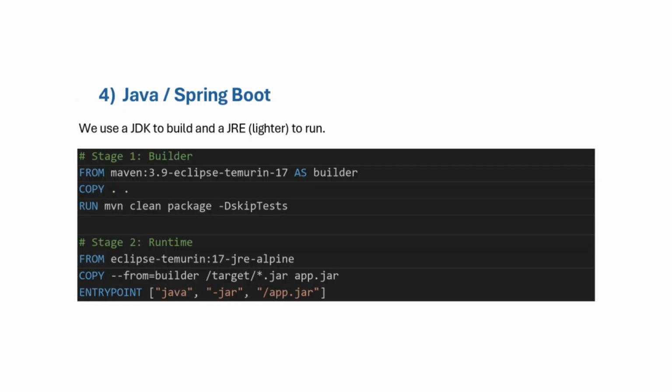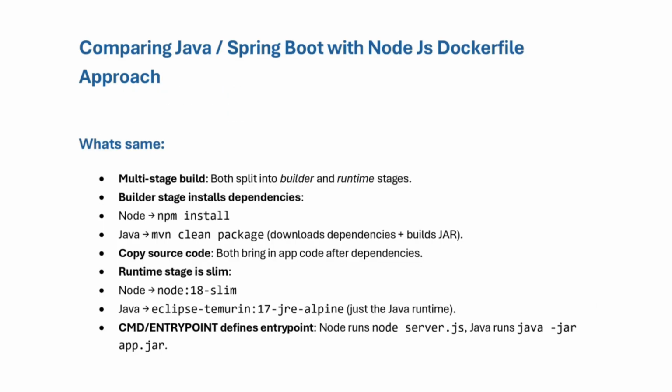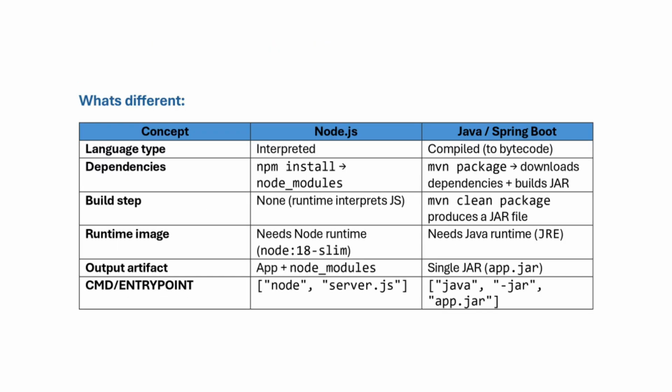Now let's understand the Dockerfile of Java or Spring Boot. It's the same, we are taking an example of a multi-stage Docker build for Java or Spring Boot. Stage 1 is the builder, stage 2 is the runtime. We use a JDK to build and a lighter JRE to run. Let's compare Java Spring Boot with the Node.js Dockerfile approach. What's the same? Multi-stage build, both split into builder and runtime stages.